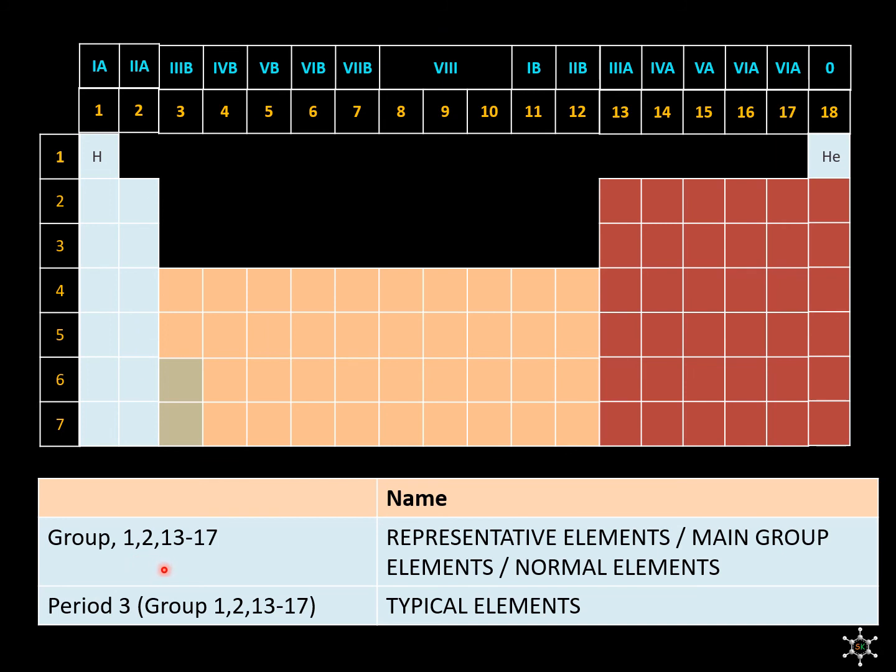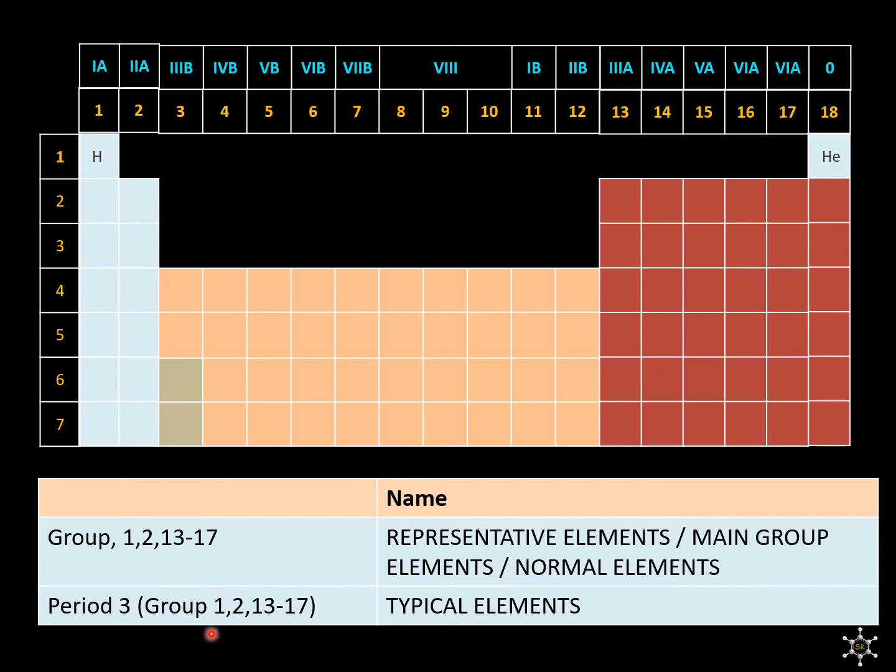Group 1 and 2, and 13 to 17 elements are called representative elements, main group elements or normal elements. If we look at the periodic table, all alkali metals, alkaline earth metals, and boron family to halogen family elements are called normal elements, main group elements or representative elements.